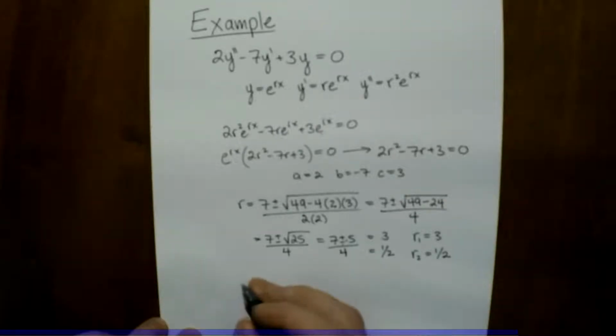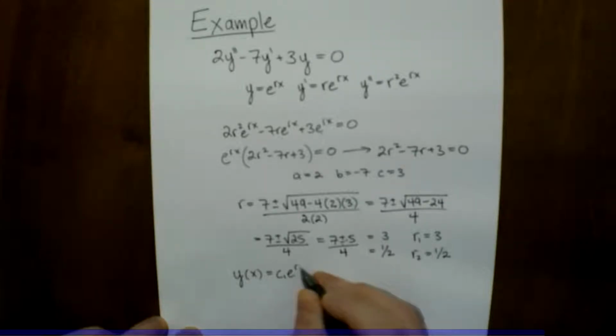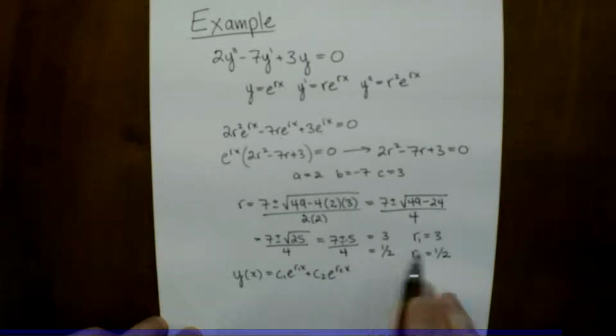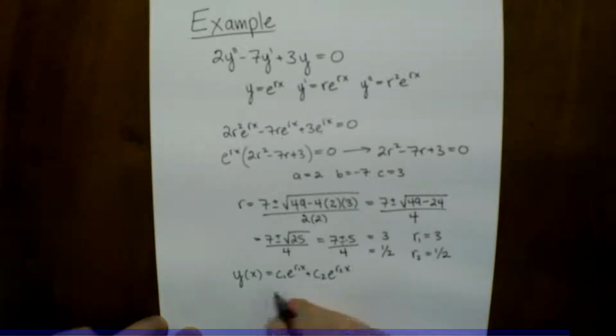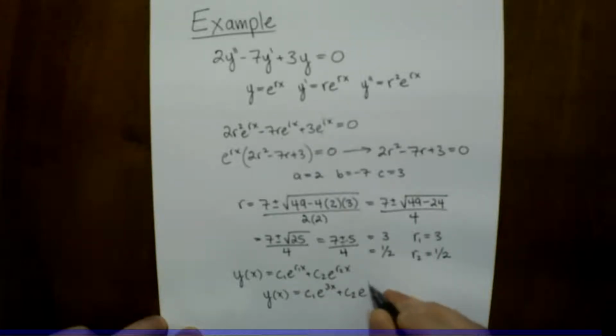Using the general equation that we had before for y of x, we then have y of x is c1 e to the r1x plus c2 e to the r2x, and we know r1 and r2, so let's put those in. y of x then takes the form c1 e to the 3x plus c2 e to the 1/2 x.